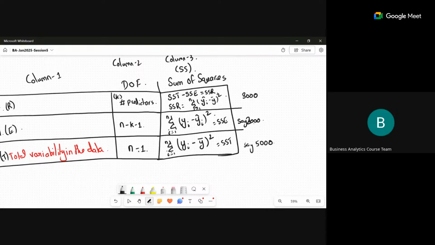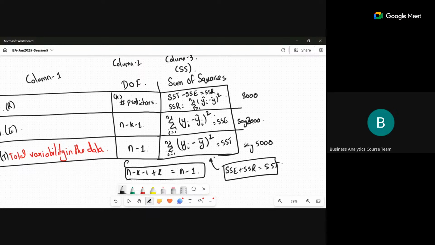So if you add up these two, you will get SST. Always remember, in the ANOVA table, whenever you add up the regressor and the error, you will get the total. So n minus k minus 1 plus k is equal to n minus 1. That is why this is n minus 1. SSE plus SSR is equal to SST. So this is in the ANOVA.